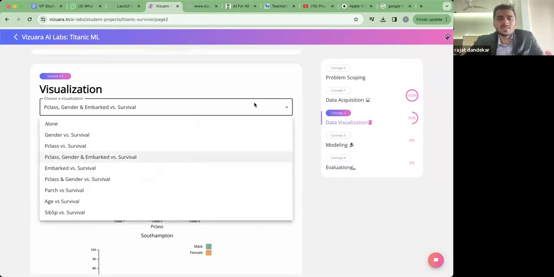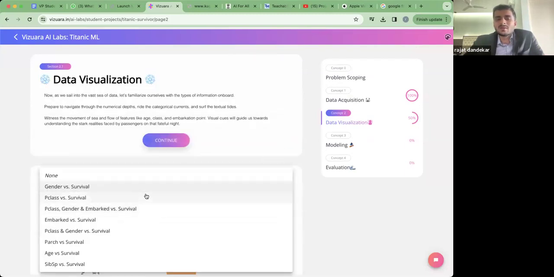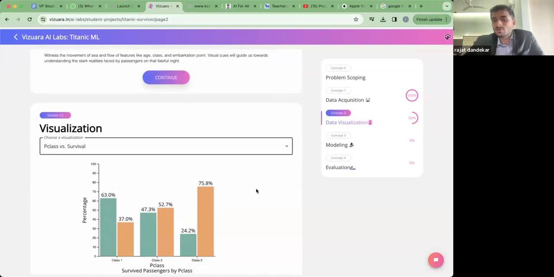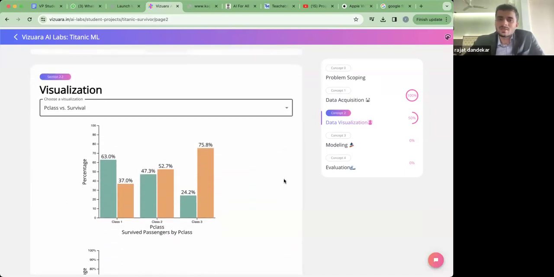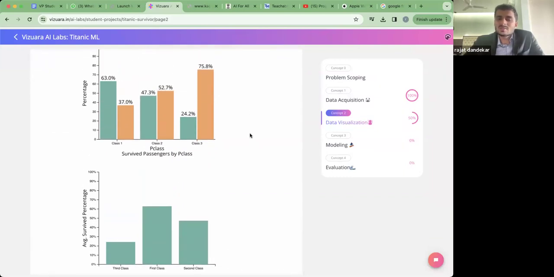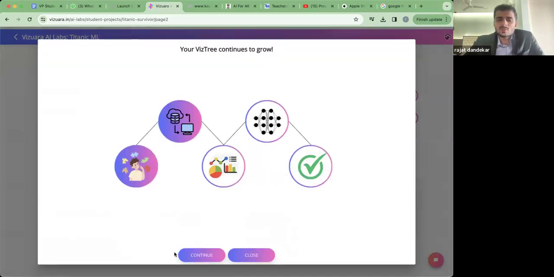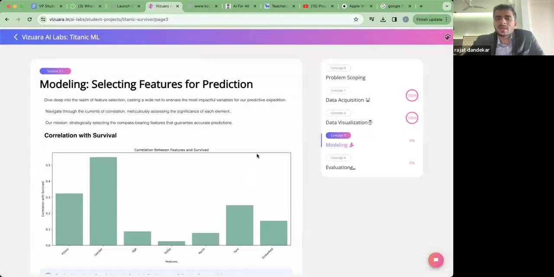So from this, we have seen that gender has a very good relation. Then even P class and SibSp also have some kind of a relation. So we analyze the data by looking at these data visualization graphs. This is an example of a bar chart where the data is visualized in the form of these vertical bars. That's why it's called a bar chart. Let's go to the next page now, where we are actually focusing on building an artificial intelligence model.